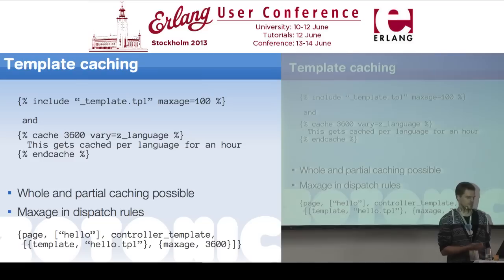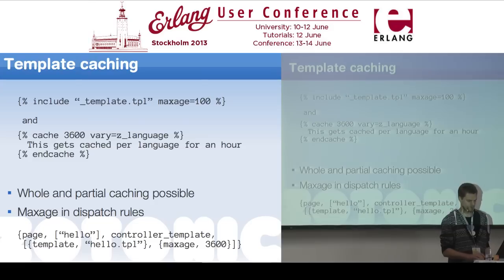So you can say, I only want this to be cached for 100 seconds, of course, based on some kind of caching keys. And you can also do this directly where you define your dispatch rule. So you can have this dispatch rule at the bottom here that says, on the URL that's called hello/hello, I have the template controller, and I'm rendering the hello template once every hour, basically, and serving that from memory.